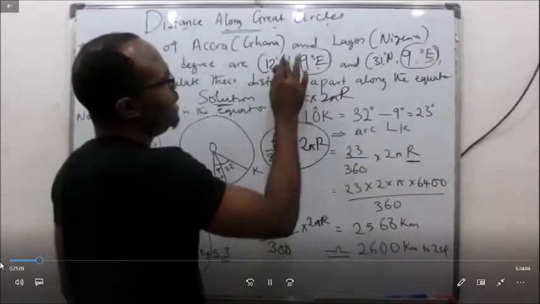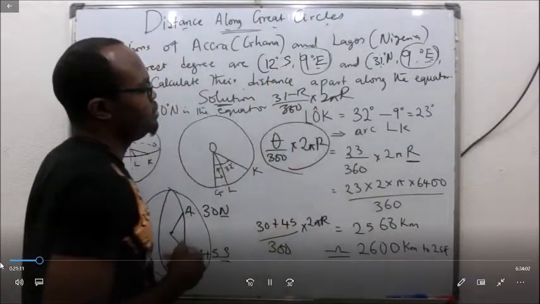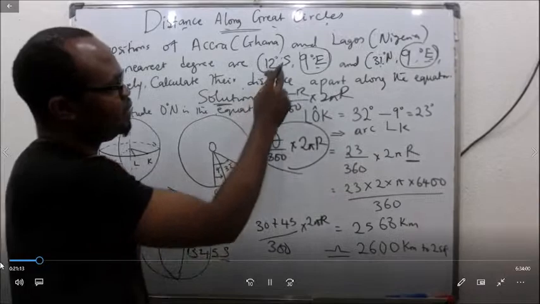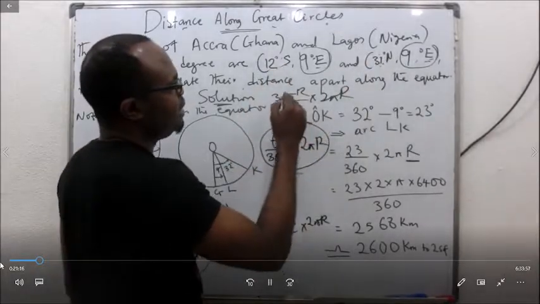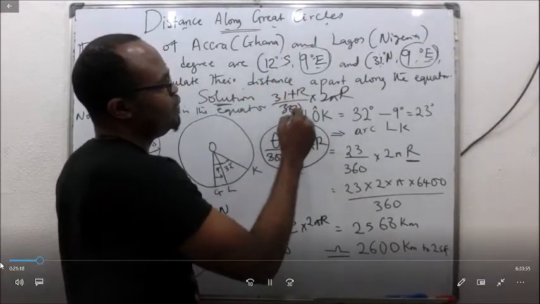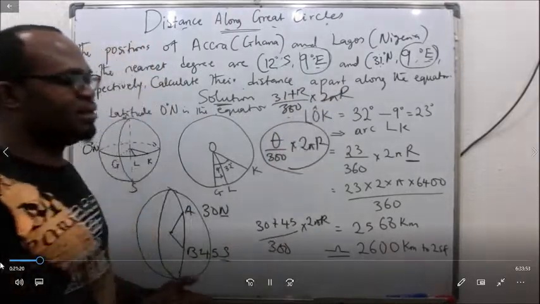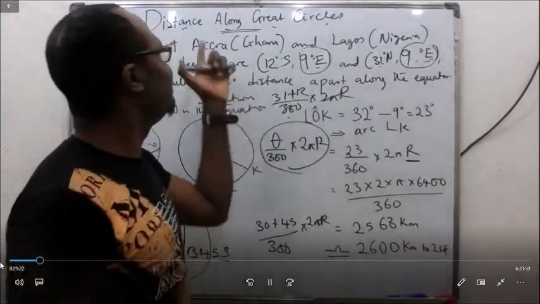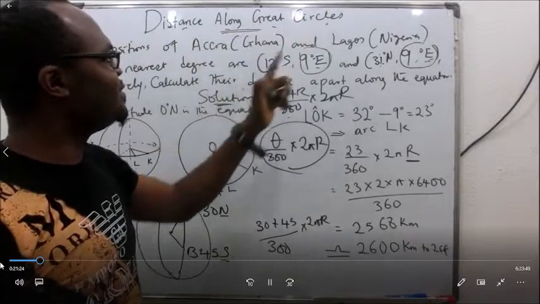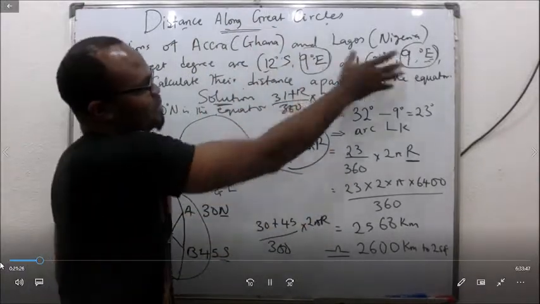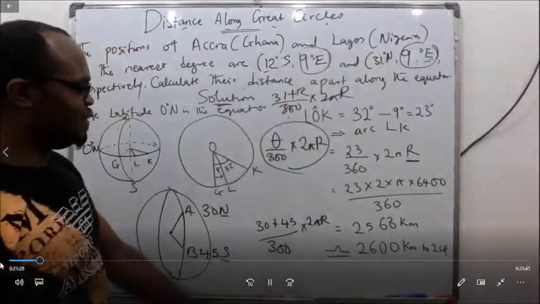But had it been you have 12 south, like you have here, 12 south and 31 north, you have 31 plus 12 all over 360 times 2 pi r. So that is how you go about solving for distances along great circles. So once you see your question, look at it very well, analyze it before you solve it.